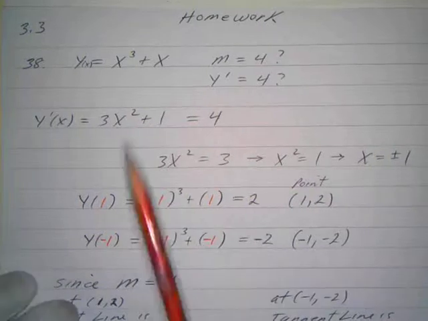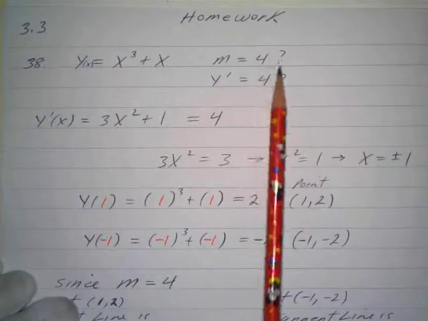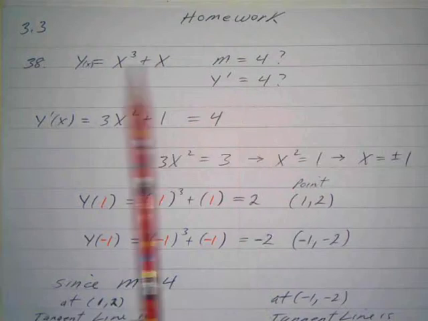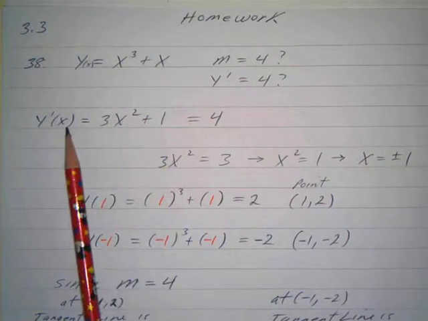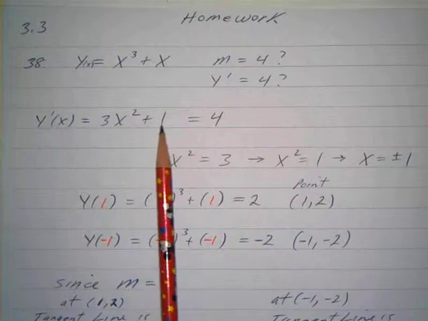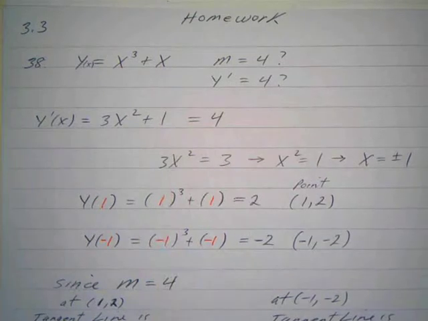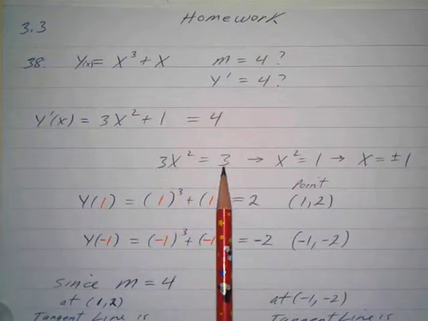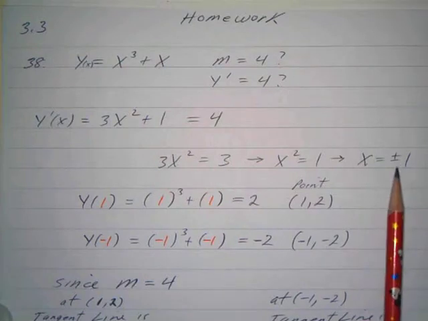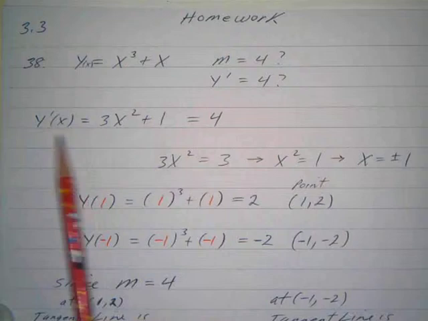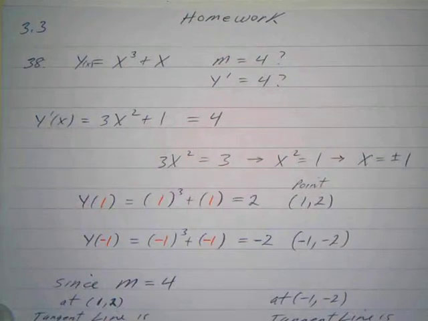So first of all, if we know that the slope is 4, we know the derivative will be equal to 4. So we can take the derivative, which is the slope. The derivative of y as a function of x is y prime of x, which is just 3x squared plus 1 equals 4. Then I can subtract 1 from both sides, so I get 3x squared equals 3, x squared equals 1, so x equals plus or minus 1. So those are the two x values where the derivative equals 4, or the slope equals 4.